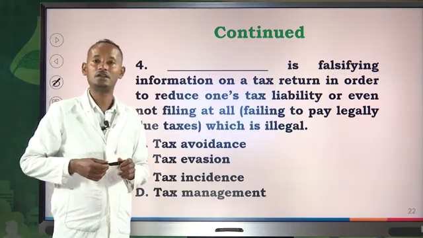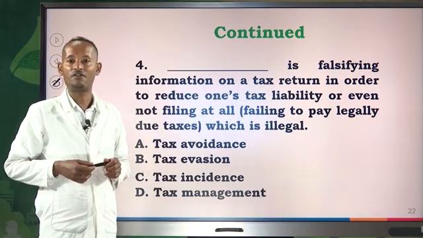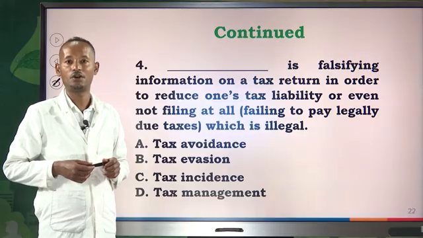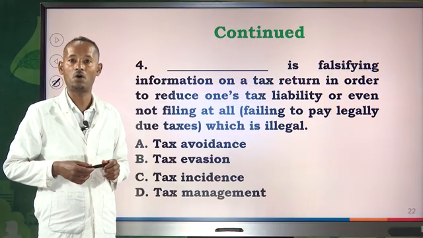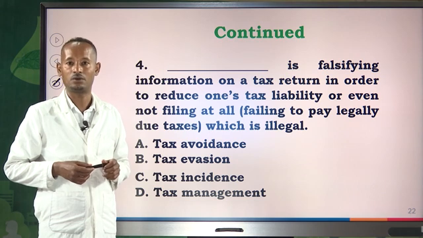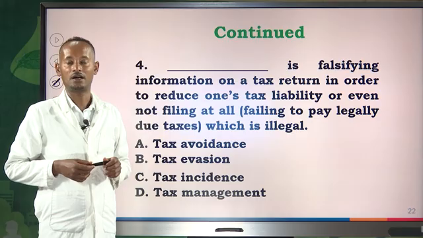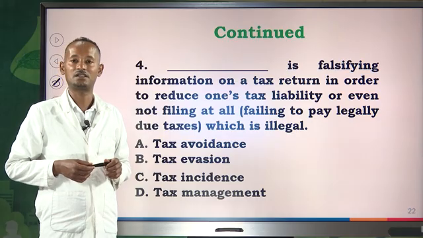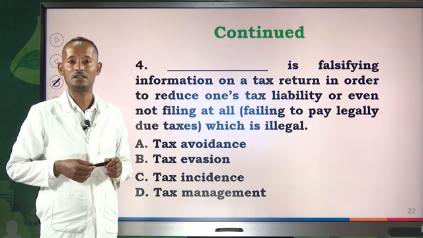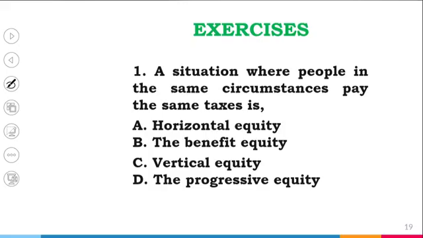The fourth question: dash is falsifying information on a tax return in order to reduce one's tax liability or even not filing at all, or failing to pay legally due taxes, which is illegal. A, tax avoidance, B, tax evasion, C, tax incidence, D, tax management.